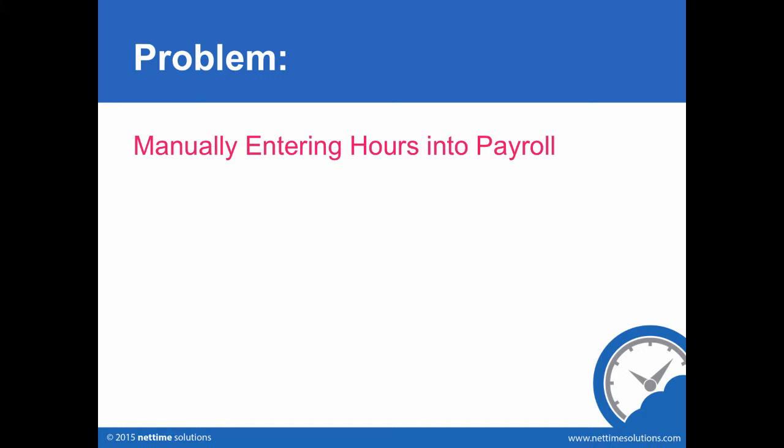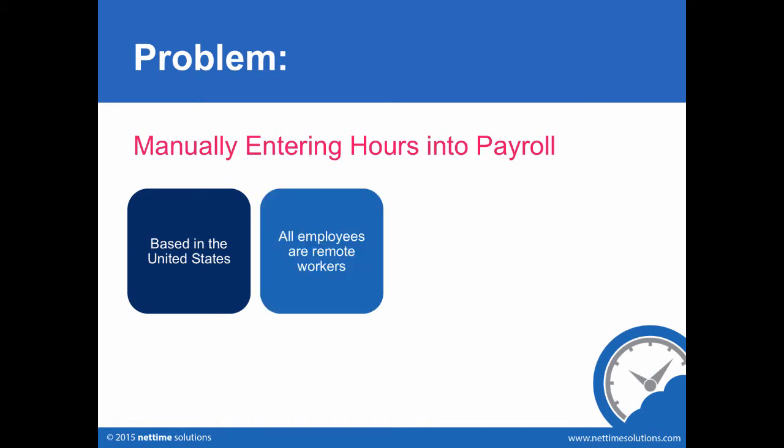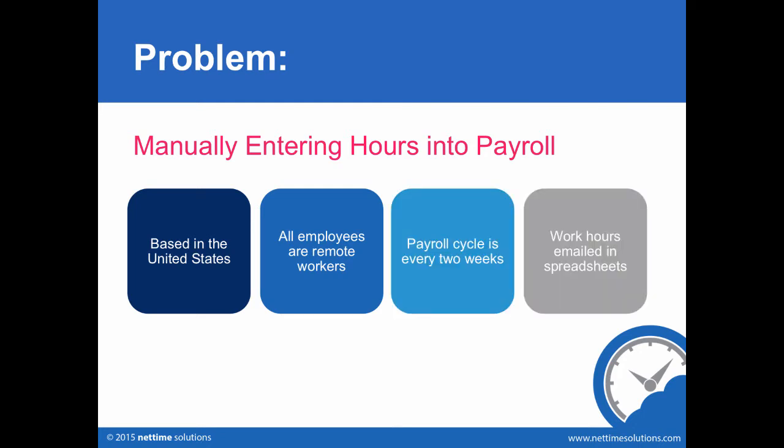So their big problem was manually entering hours into payroll. homeexchange.com is based in the US, and all employees are remote workers who are paid every 2 weeks. Before implementing Stratus Time, employees were emailing their hours as a spreadsheet. That meant somebody had to comb through an inbox, find the emails, open the attachments, and then manually enter the hours into the company's payroll program.